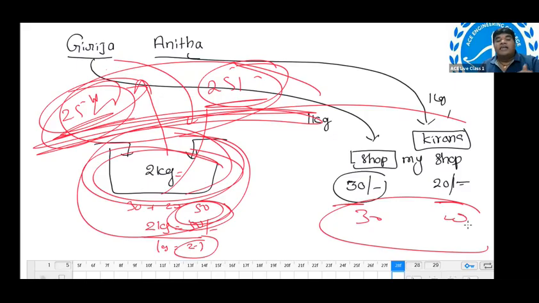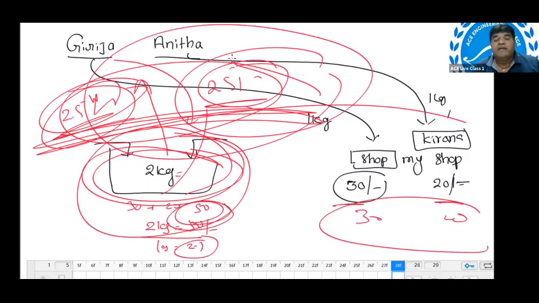Okay, I sold at each kilo 25 and 25, again I'm getting the same 50 rupees. This 25 rupees is called average price, mean price. This is called mean price. Okay, now again I will explain.